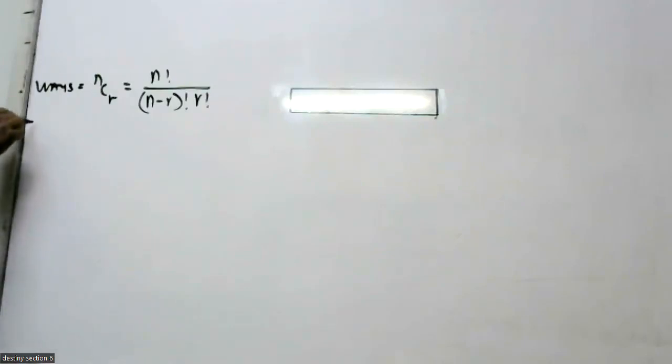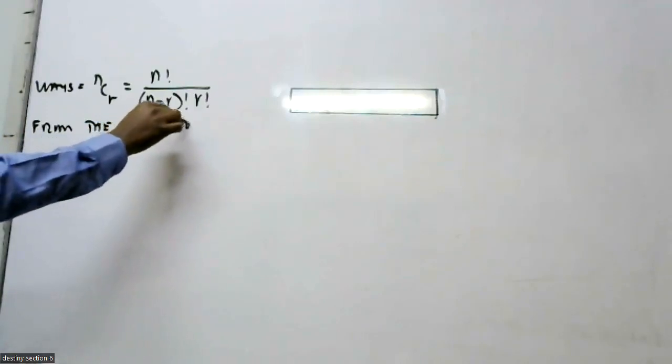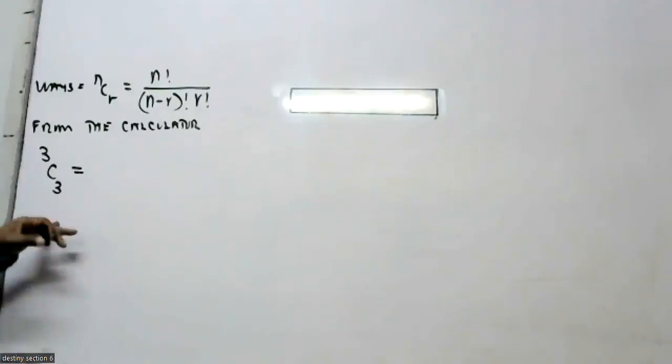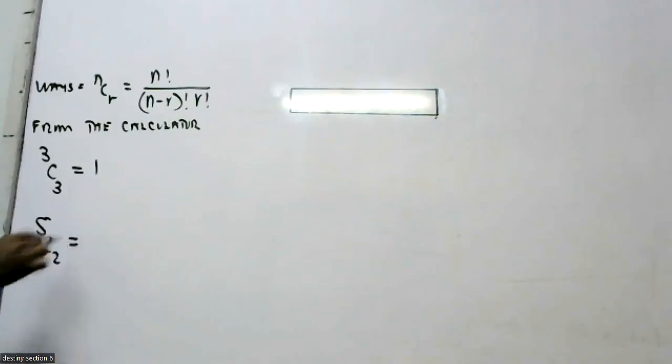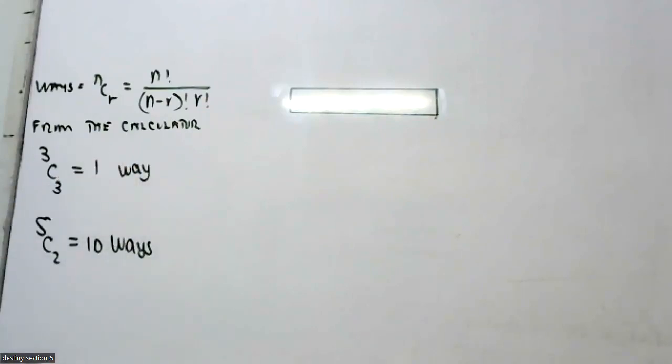So on the calculator, 3 combined 3. You just use the button of the nCr, you type 3, that button, then you type 3, then you say equals. What is the answer? 1. If you are told 5 combined 2, the same, 5, press that button, then 2, then equals. You get 10 ways. So that is how simple it is.